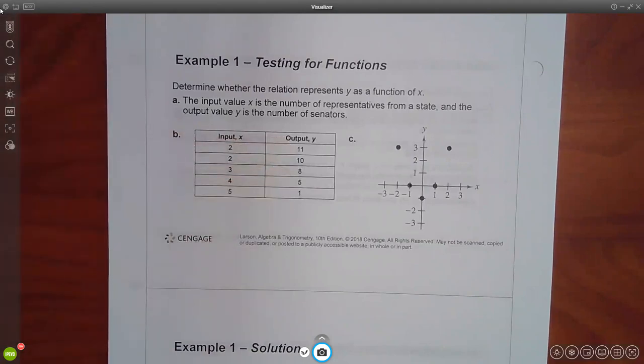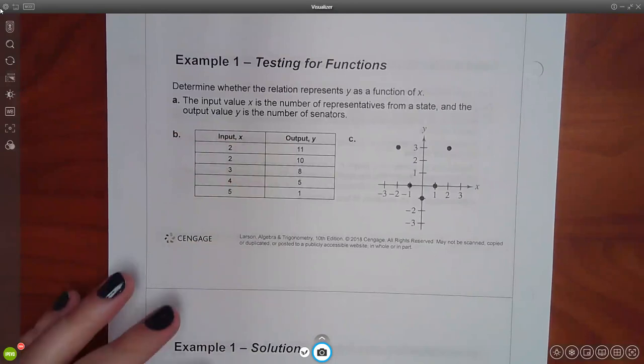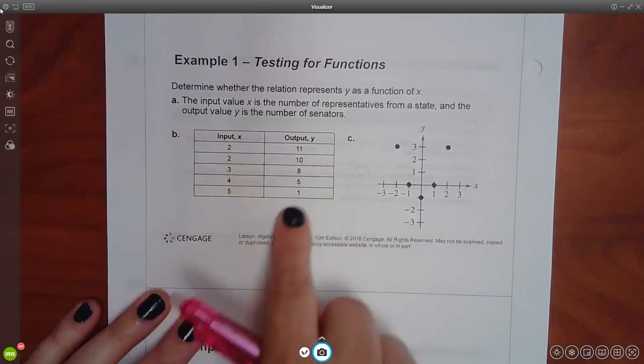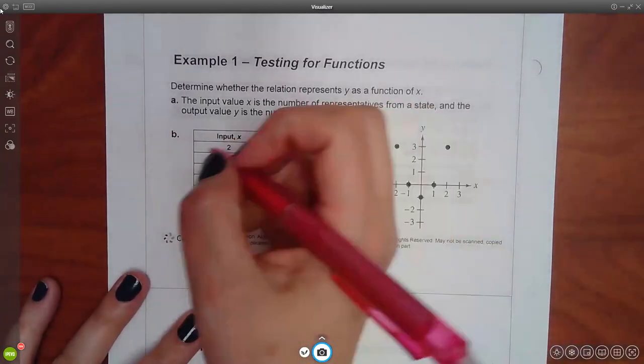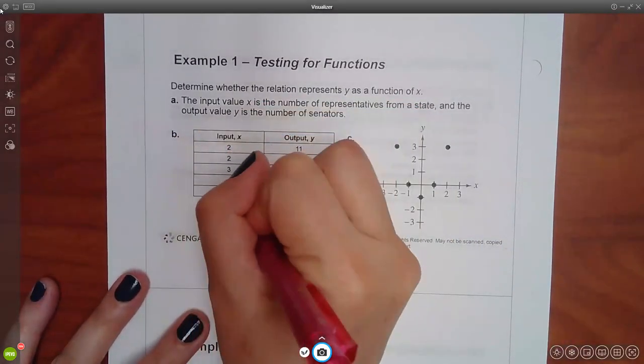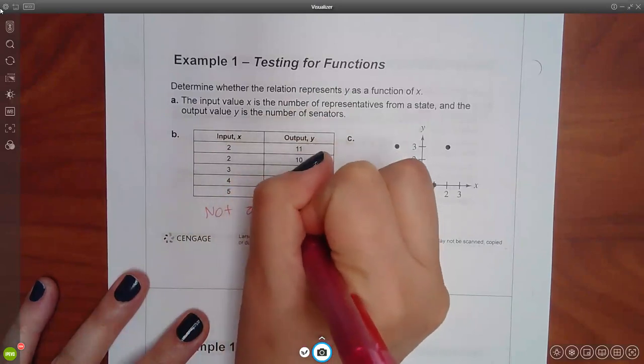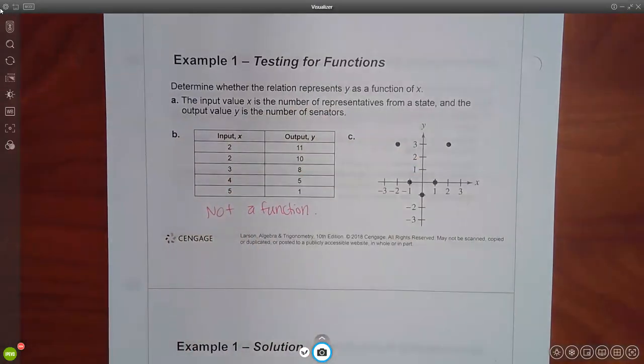Is that good or is that bad? Is this a function or is it not a function? It's not a function. This is the case that we can't have happen, right? So this one would be not a function. So when they're in a table or when they're in a list, I think that's the easiest way to identify whether or not they're functions.